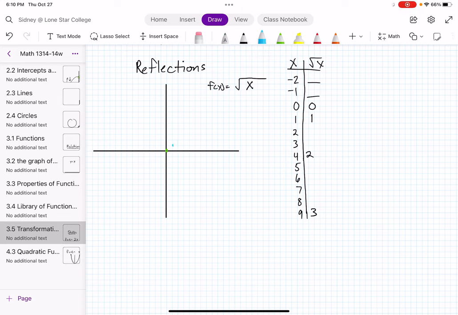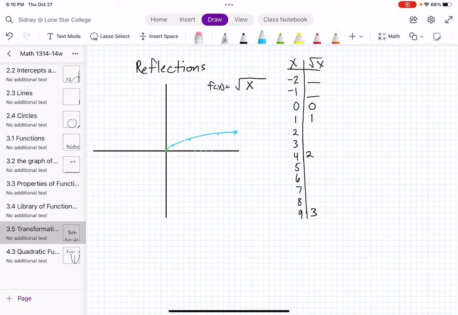So 0, 0, 1, 1, 4, 2, and then, let's see, 1, 2, 3, 4, 5 more would take us to 9. And this graph, oops, let's undo that mess I just did. This graph would look something like this, and it would go off in that direction. Now, there's nothing left of the y-axis because those are negative x values, and this can't use negative x values.